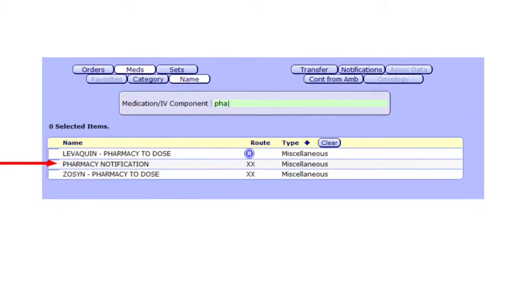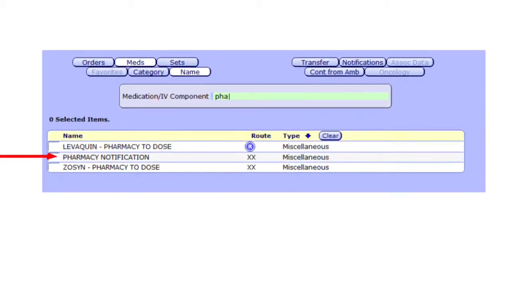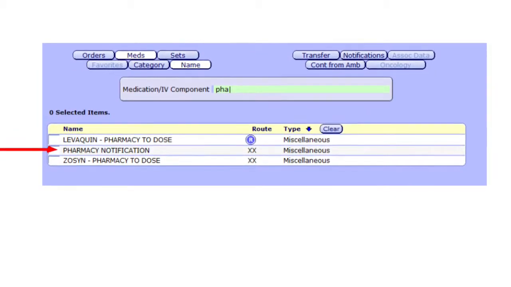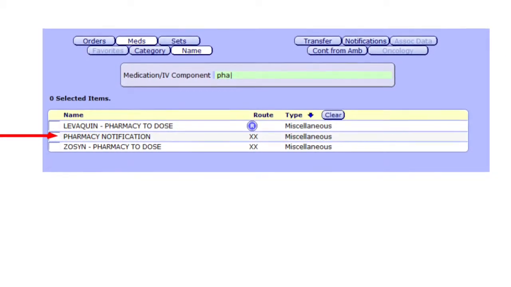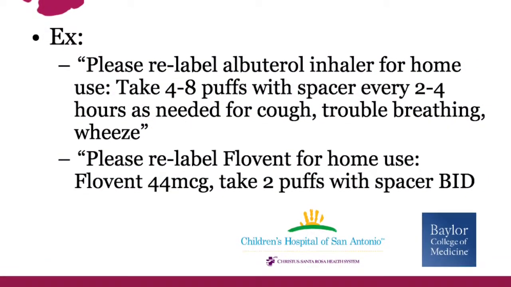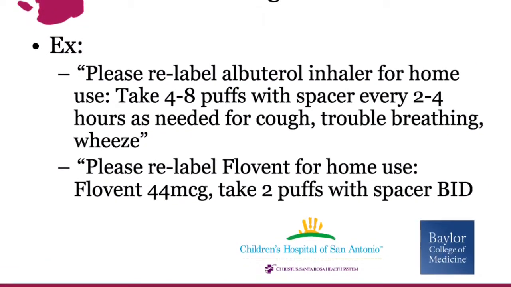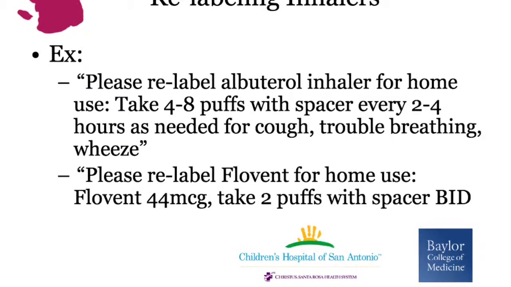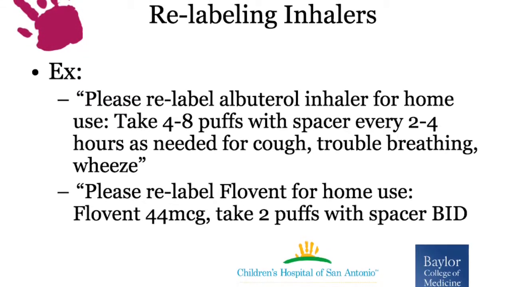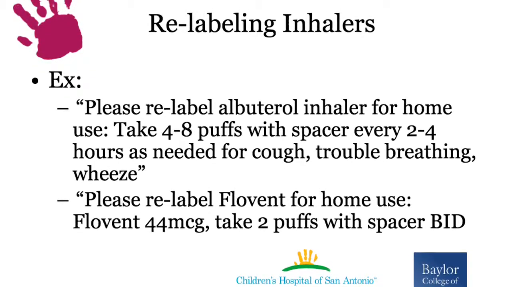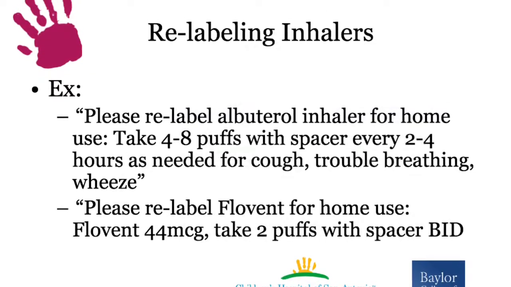To place this order, go to Orders, select the Meds category, and search for PHA as indicated. Select the pharmacy notification option and edit it. In the dose instructions box, write the relabeling instructions just as you would on a prescription pad. Be sure to do this as soon as you know the patient will be going home, if not before. This can take some time to get done and can delay the discharge.